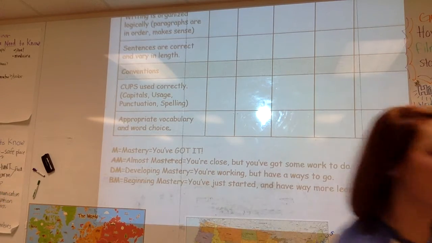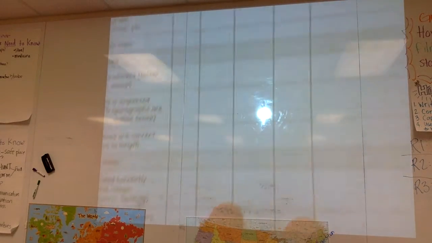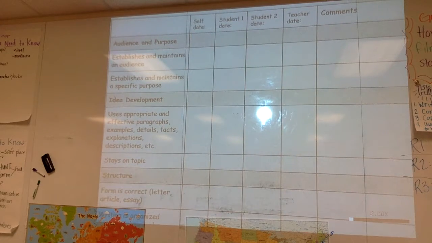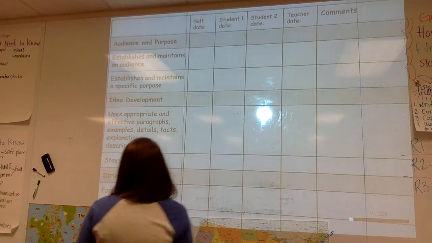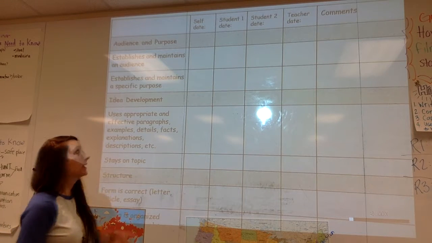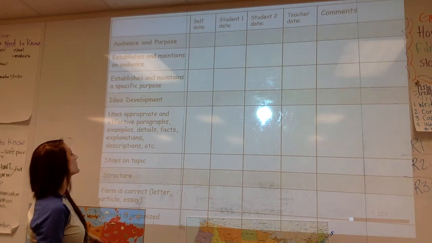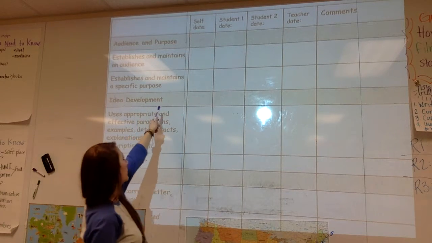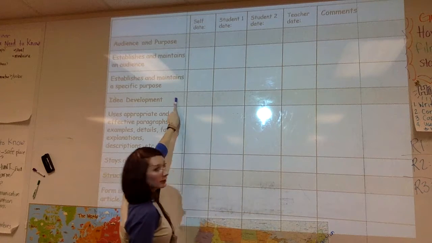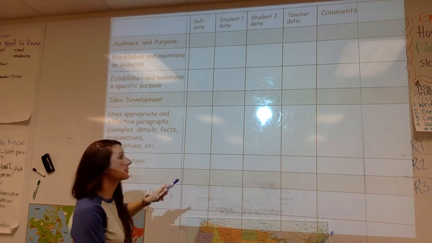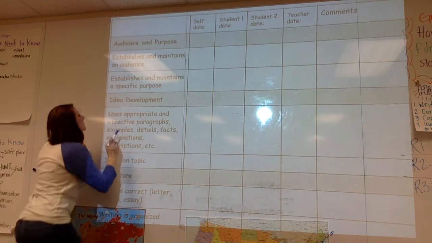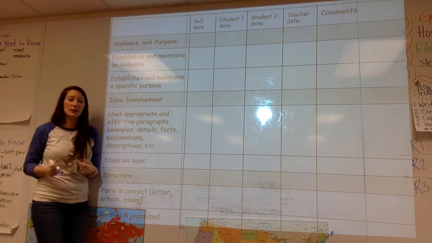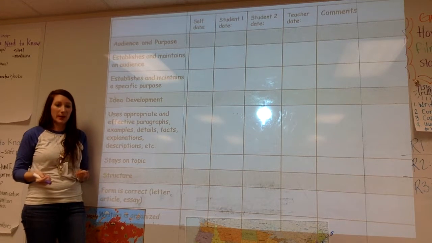Okay, let's look at the actual document. The first thing that you're going to be looking at in your partner's paper is audience and purpose. You're going to be looking for 2 things. You're not going to write in the gray boxes at all. The gray box is the title box, so you're not going to write anything there. You're just going to be writing in the white boxes. So for the first white box, establish and maintain an audience. This means that you have the same audience, the same sort of speech throughout your writing.